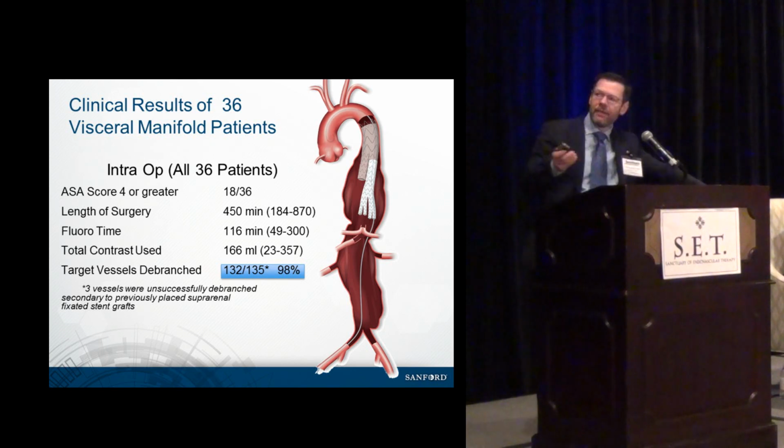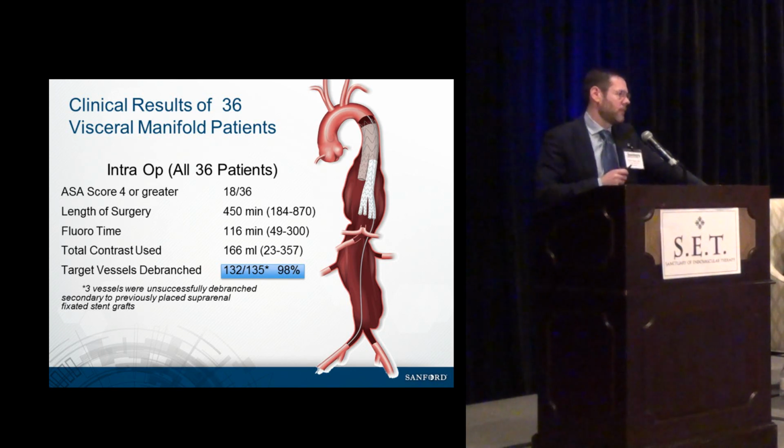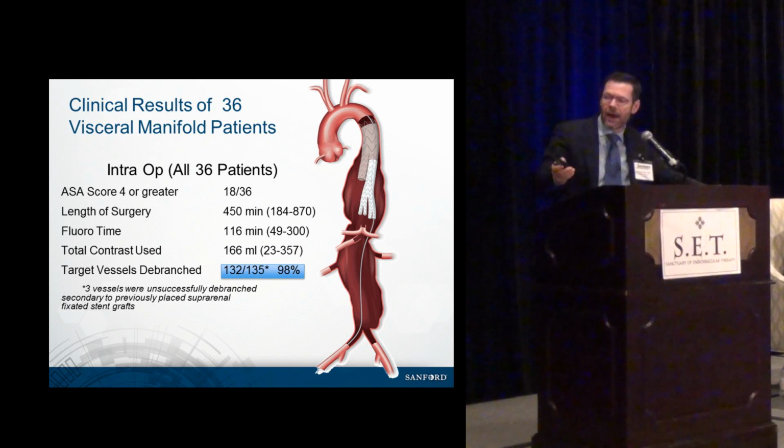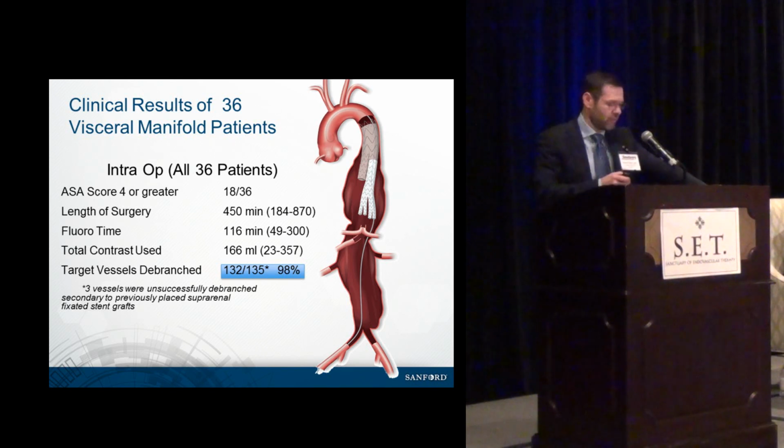Fluoro time. The one thing that we found that significantly dropped our fluoro time is going to directional sheaths. And then contrast, you can see down from 23 cc's up to 357. We started using CO2 for some of these cases, which really has reduced our contrast load. And then of the 136 potential grafts that could be treated, we were able to treat 132 of those.